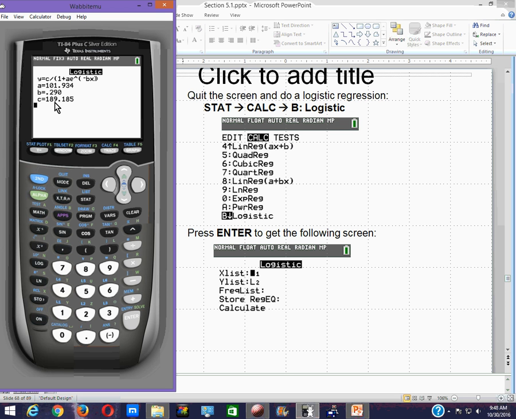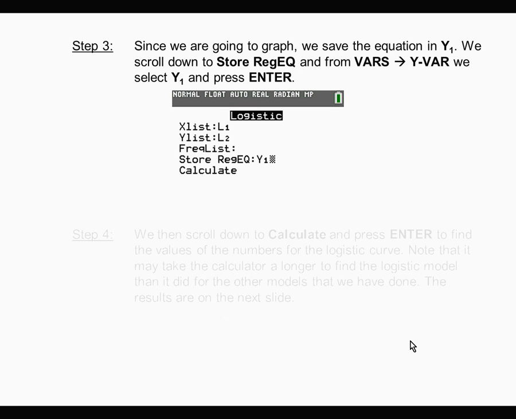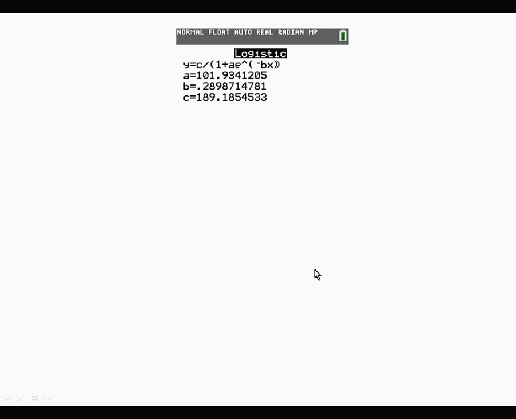Remember, their C is what we call K, their A is what we call B, and their B is what we call R. So we do all that. This is putting in Y1 to store the regression model, and then to calculate. Again, this one I didn't set my float to 3. So our N of t is 189.185 over 1 plus 101.934 e to the negative 0.290t.